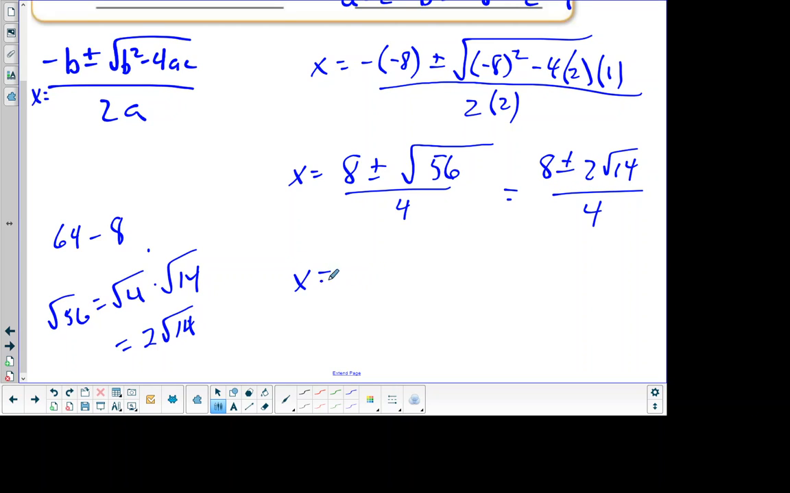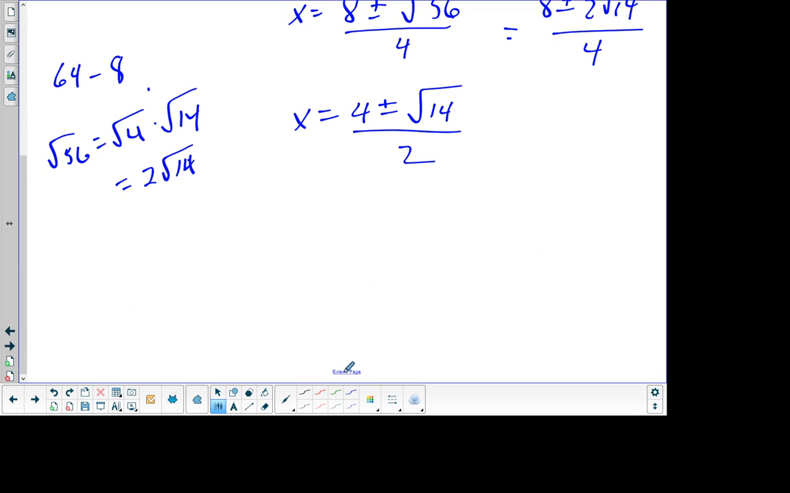So I'm going to say then that x equals 8 divided by 2 is 4, plus or minus. Well, when we divide this by 2, that just turns into a 1, and it just leaves us with radical 14, and then 4 divided by 2 is 2. So that's a perfectly acceptable way to write your answer. You can just write it as 4 plus or minus the square root of 14 over 2. Or you could write it as 4 plus the square root of 14 over 2, or 4 minus the square root of 14 over 2. That would also be correct.